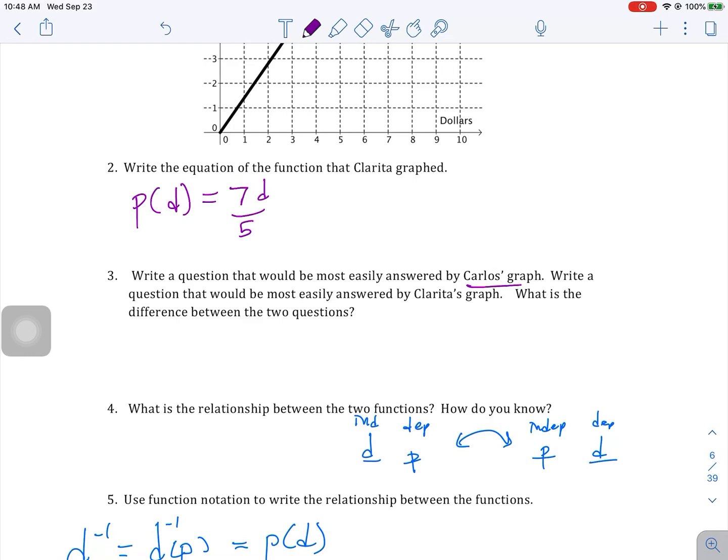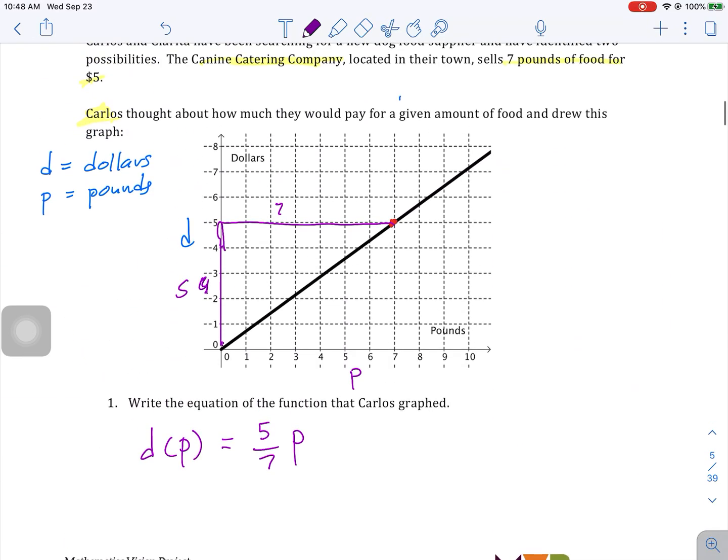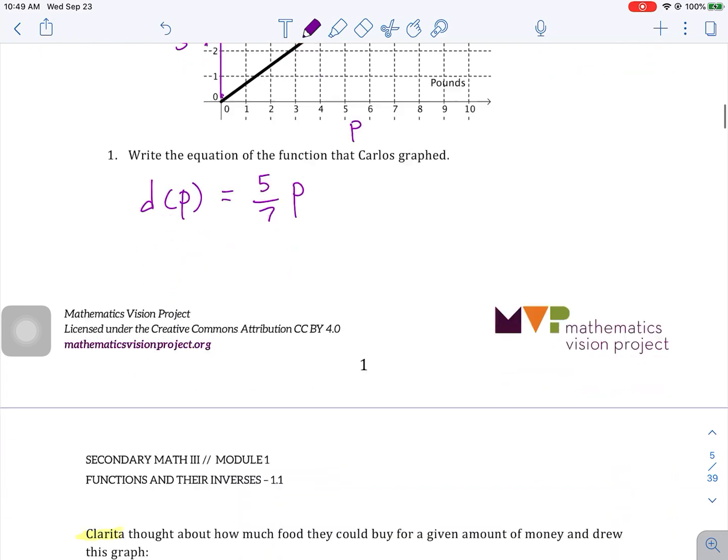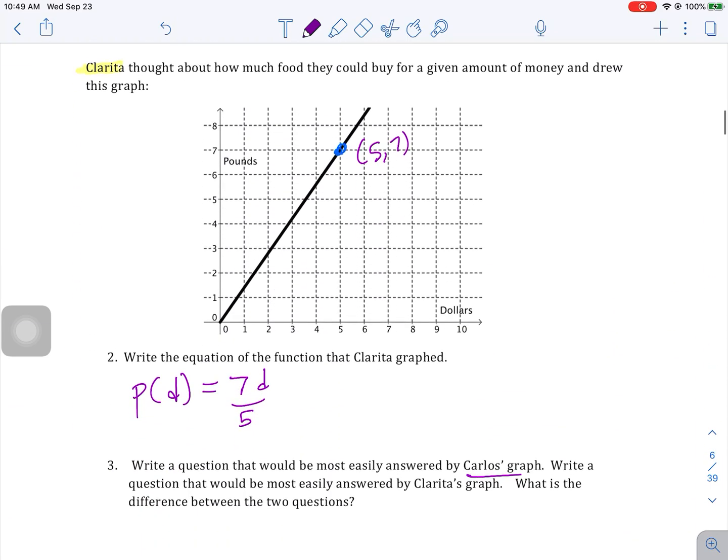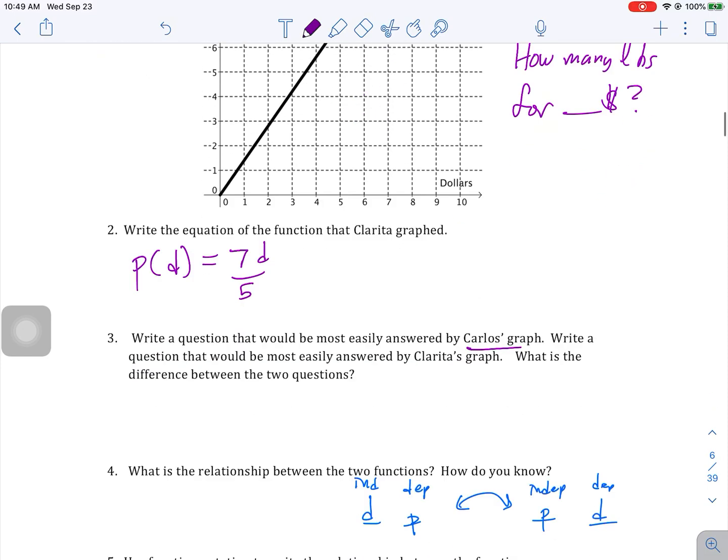So write a question for Carlos' graph. Carlos' graph is how much money for pounds, however many pounds we have. So dollars as a function of pounds. The other graph is how many pounds for however many dollars. Okay, you see how it's reversed.